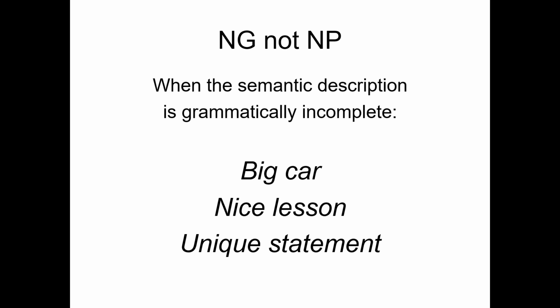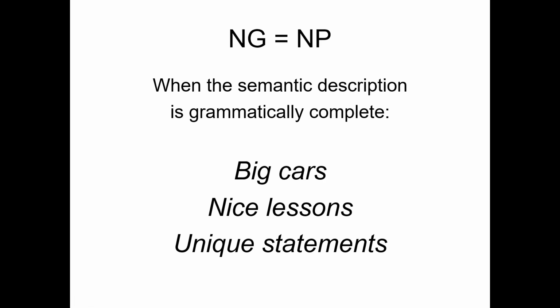In many cases, the nominal group isn't a complete noun phrase. For example, you can't say this is big car. It's not complete, the nominal group. It was nice lesson. It was a nice lesson. So this nominal group, which consists of adjective and noun, and describes what I am referring to, but it's not grammatically complete.